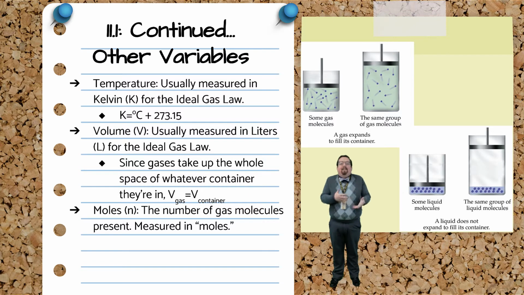If we transfer a certain amount of liquid from a small container to a larger container, it takes up the same amount of volume. If we do the same for a gas, the volume will change to match the volume of the container. Finally, the number of particles, or lowercase n, is simply how many gas molecules we have. Since these usually exist in very large quantities, we measure these in moles instead of molecules.